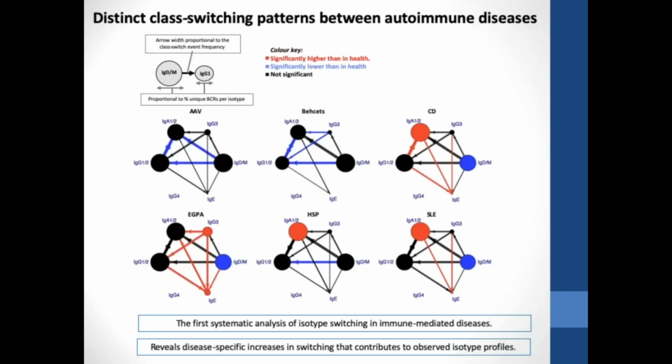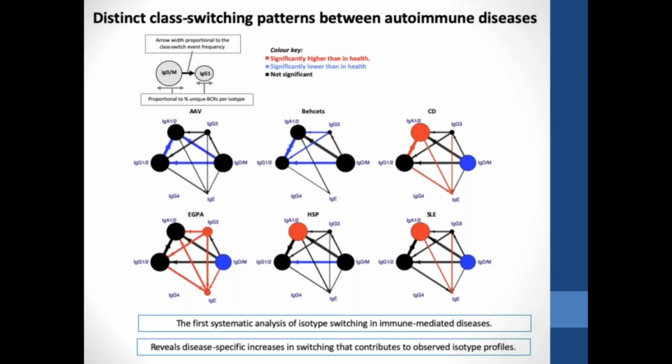And then we have the arrows that are basically a quantification of the class switch between those isotypes, and again, red if it's higher than health, and blue if it's lower. And we can see these extraordinary patterns between diseases. So for example, in Crohn's, EGPA, and lupus, we can see that there's an elevated class switch level between, for example, a number of different isotypes with IgE.